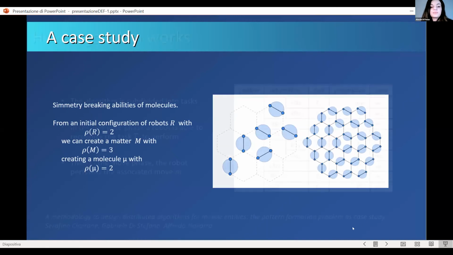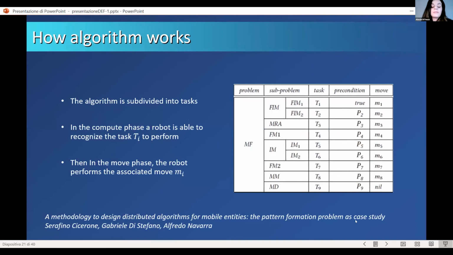The matter formation problem is broken down into sub-problems easy enough to be tackled by a group of robots. Each sub-problem is a task, and each task has an associated precondition and a move. A precondition must be fulfilled in order to perform the task. And the precondition is a predicate that captures topological features of a configuration of robots.